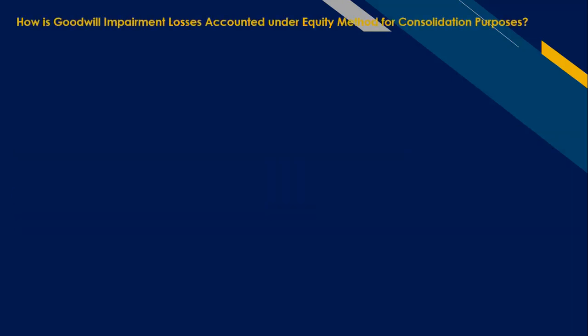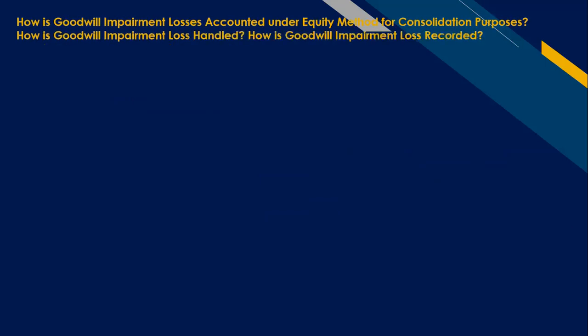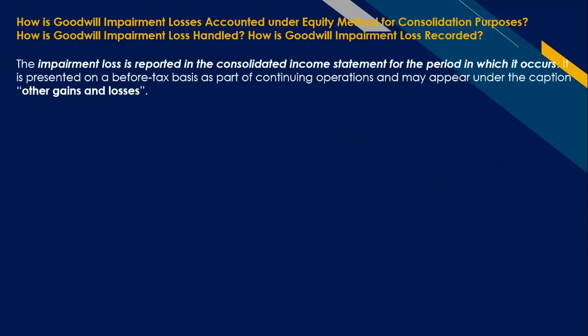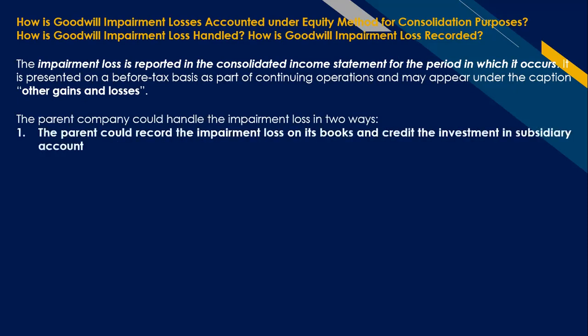Now, how are goodwill impairment losses accounted for under the equity method for consolidation purposes? How is goodwill impairment loss handled and recorded? The impairment loss is reported in the consolidated income statement for the period in which it occurs. It's presented on a before tax basis as part of continuing operations and may appear under the caption Other Gains and Losses. The parent company could handle the impairment loss in two ways.